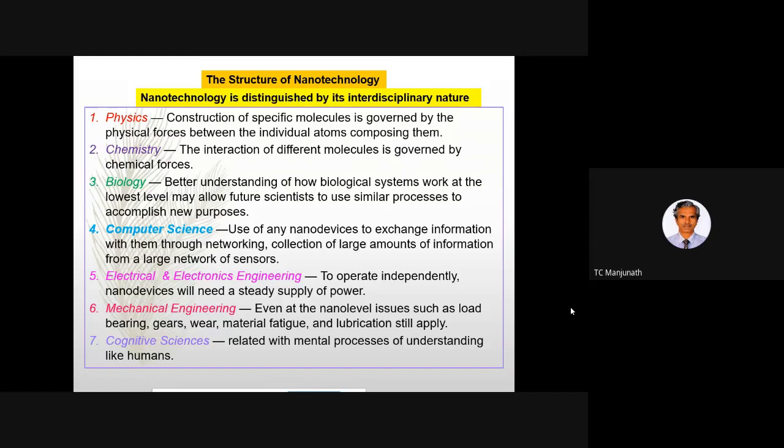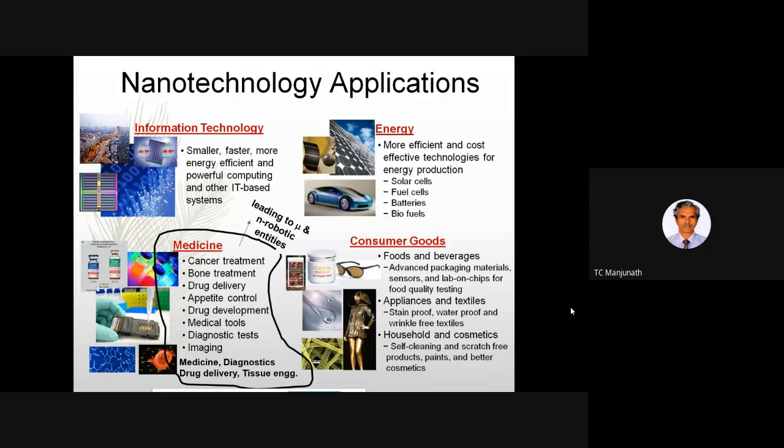Lubrication also still applies. Cognitive sciences relate to the mental process of understanding, like how we human beings work. Similarly, how the nanosystems will work depends on cognitive sciences. And some of the brief nanotechnology applications I would like to mention in this context, before I start on the design of the nanosystems, are information technology, then energy, then consumer goods, then medicine, etc.